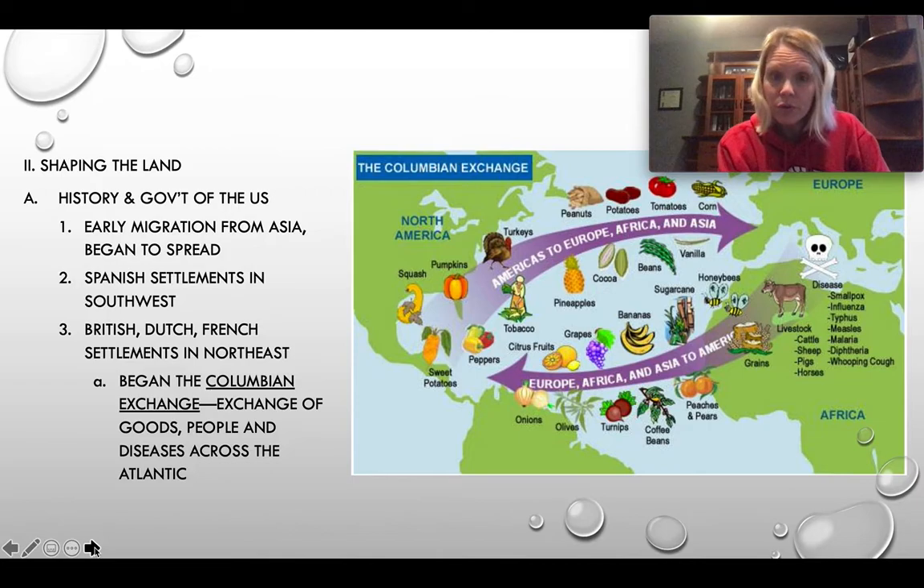And so all of those goods, you can see the things that would go back to Europe and the things that would come from Europe and Africa and come back to what we call the Americas. So it was this exchange of goods, people, and diseases across the Atlantic.